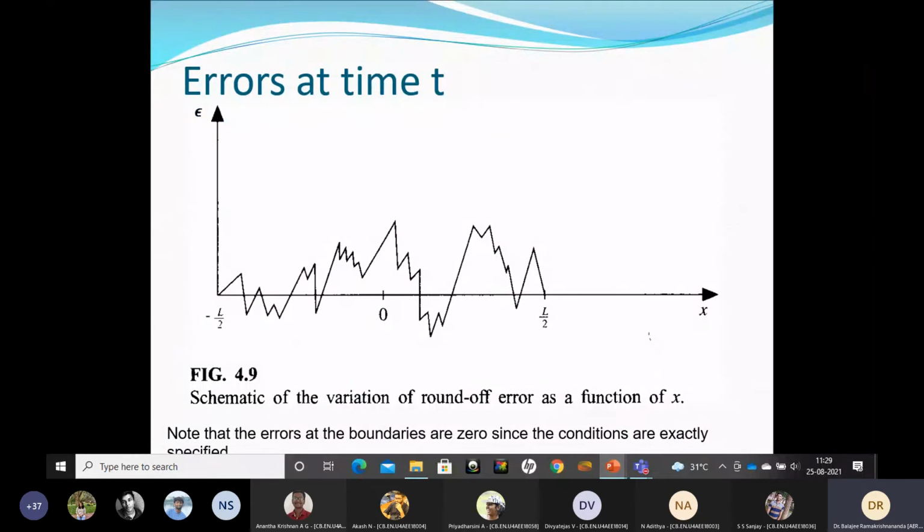Just to give you a pictorial representation, let the error be on the y-axis and the spatial domain on the x-axis. It goes from minus L by 2 to plus L by 2, where L is the length of the one-dimensional domain. So the error can be very jagged like this.